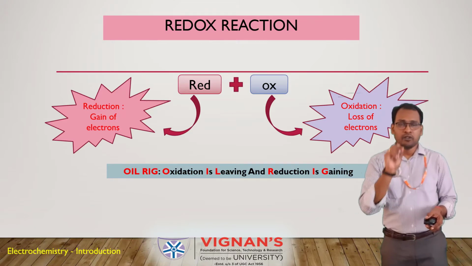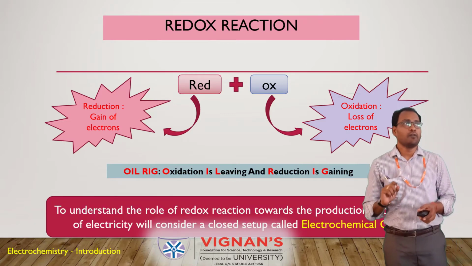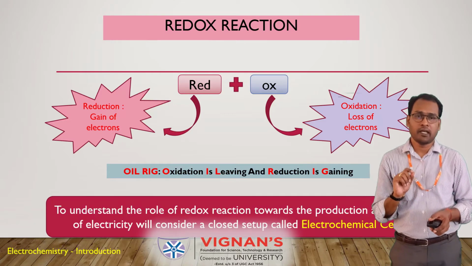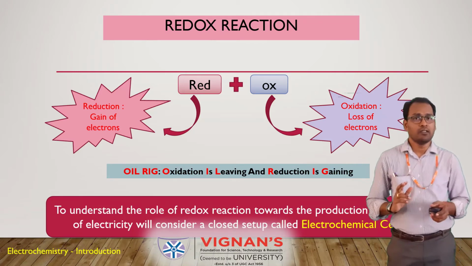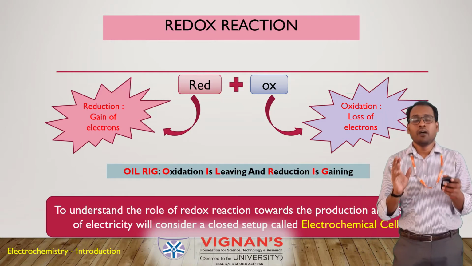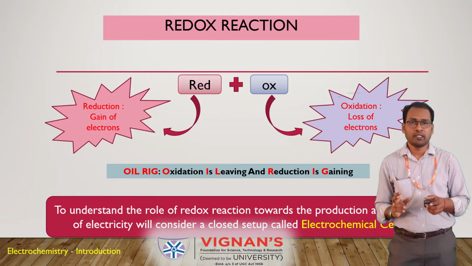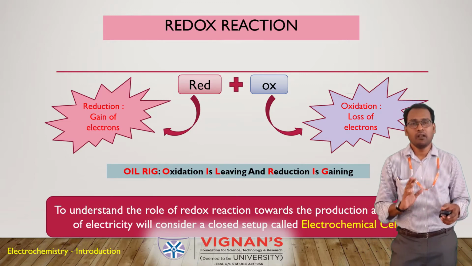Okay, right. So to understand the basis of this redox reaction, we are going to apply these reactions in a closed circuit. We call it an electrochemical cell. So to understand the process of oxidation and reduction, or redox reaction, we are going to see a setup which is called an electrochemical cell.